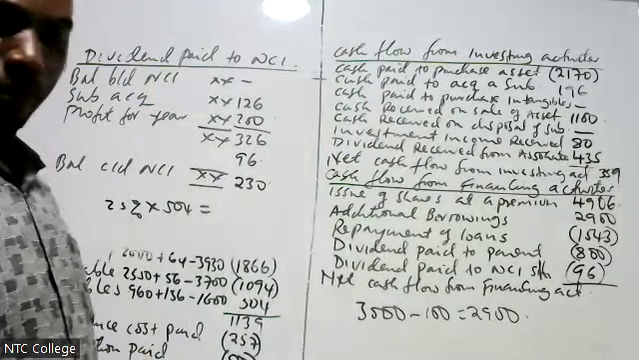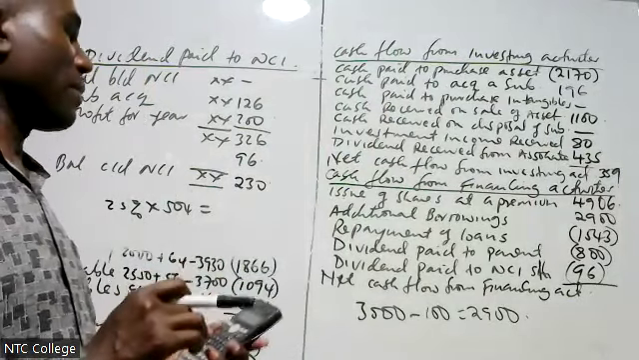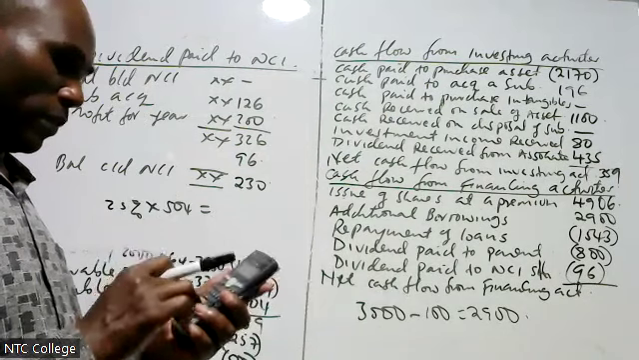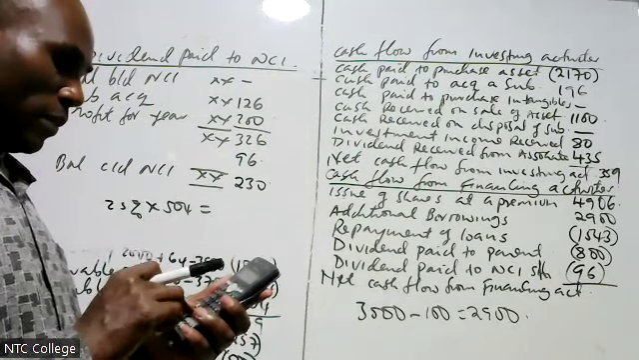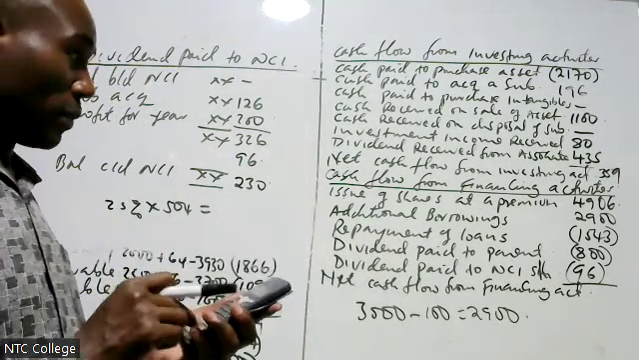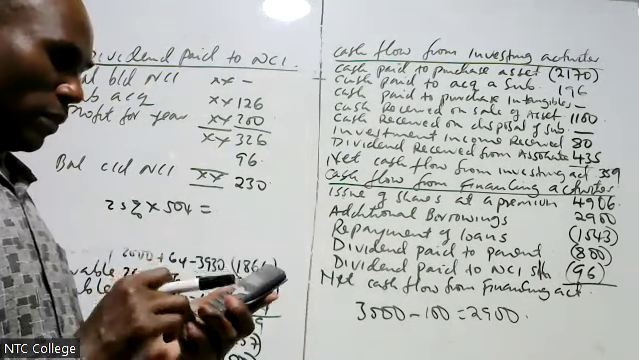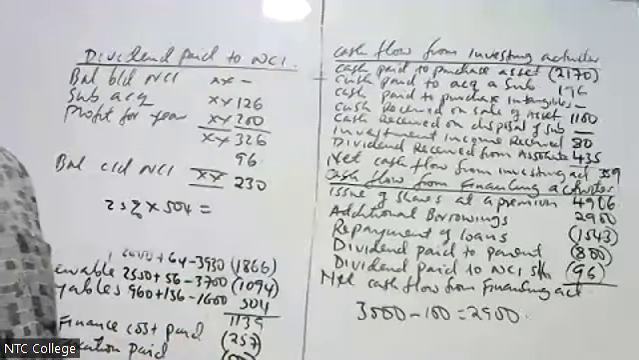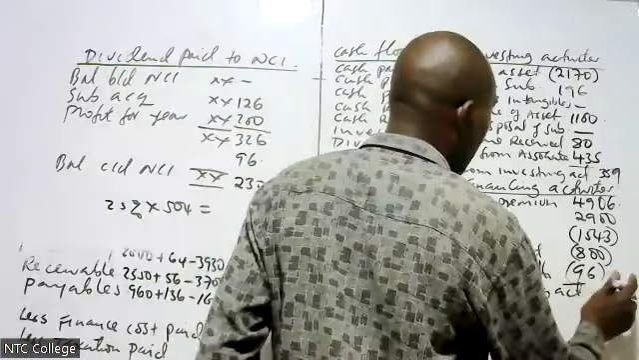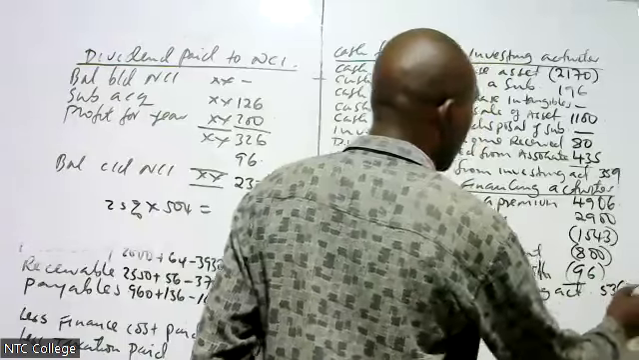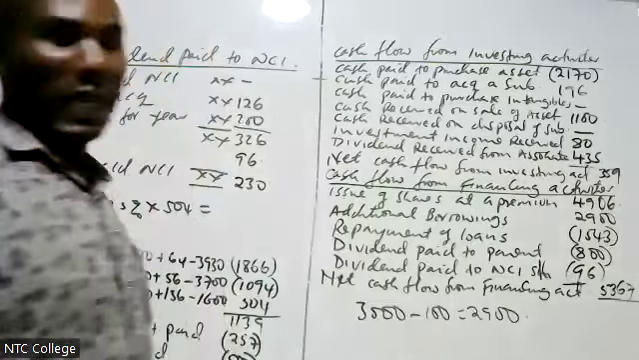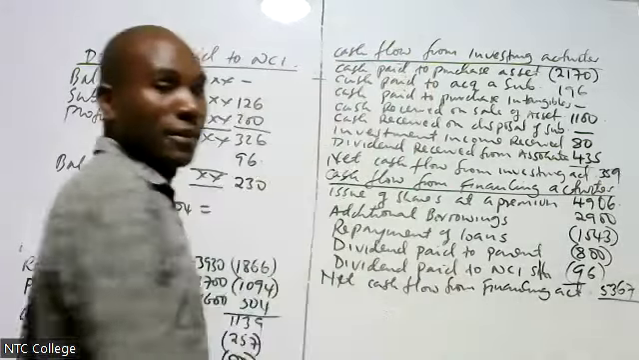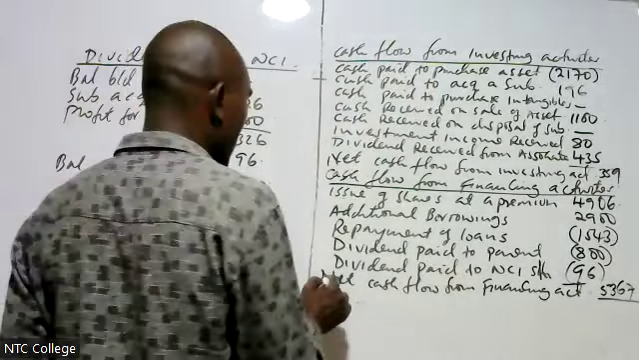We are done with our items. We get net cash flow. I'm getting 53.67. Net is 53.67. After I have that net of 53.67, I come to get net changes in cash and cash equivalents.